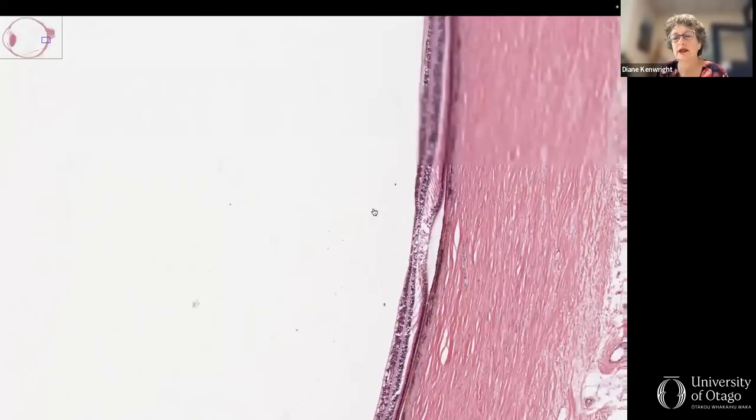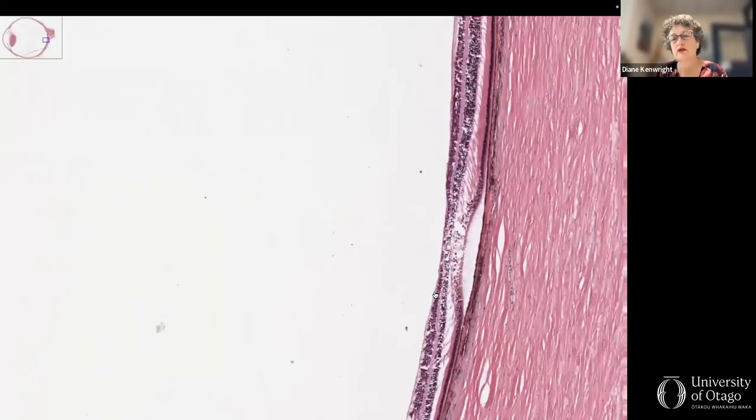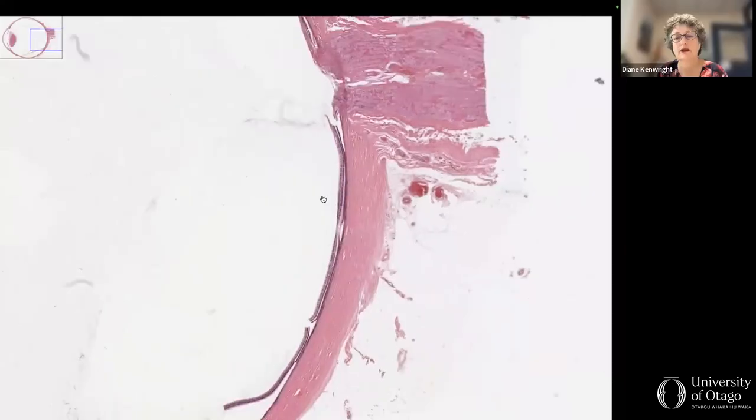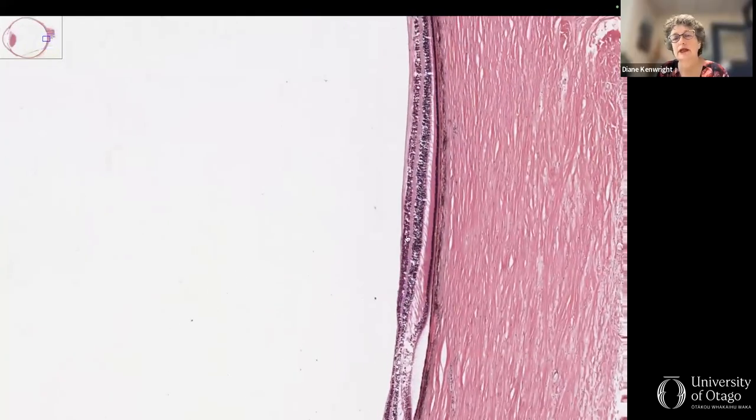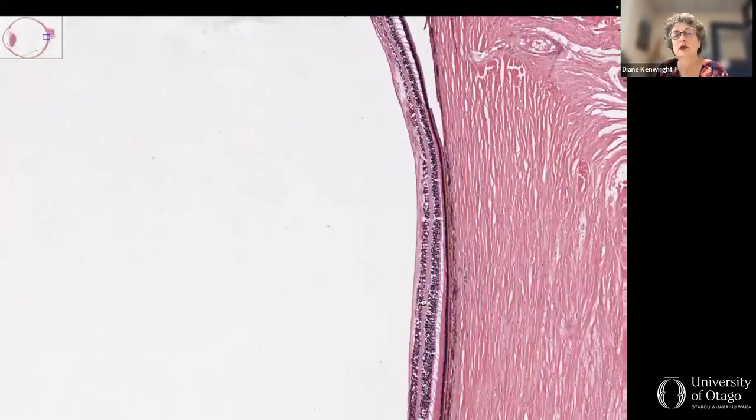As we go posteriorly, this could be the fovea. Let's just go to low power. Yeah, so this is the fovea here, which of course is adjacent to the optic nerve, and we can see that this ganglion cell layer is really thick around here. All right, let's go to the optic nerve.